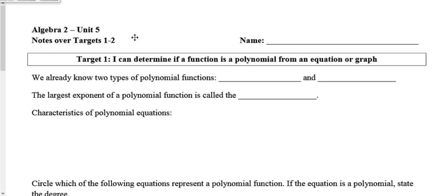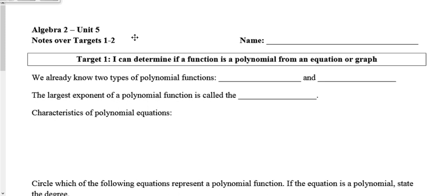So what you'll notice second semester specifically, our first couple targets will always be about introducing what type of function we're talking about, since it'll be pretty much brand new information, whereas first semester we had a lot of review, especially at the beginning of units. So target 1 is just determining if we have a function that's a polynomial or not. So we're going to talk about some basic characteristics of what we call a polynomial.